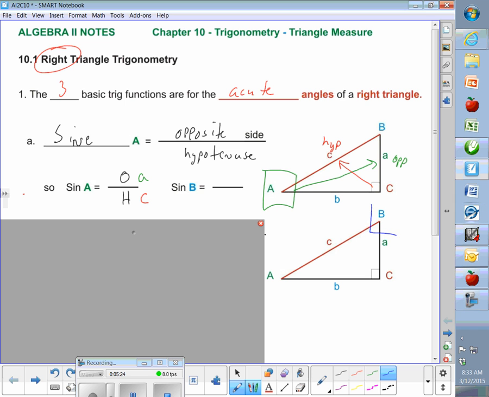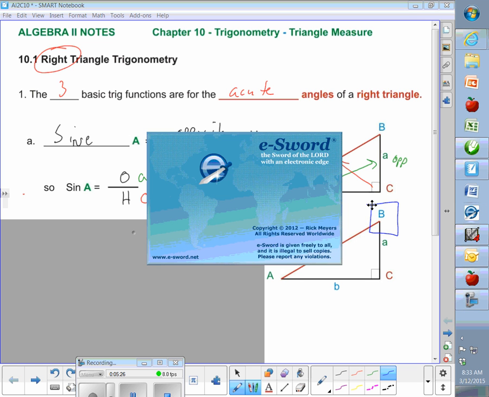But when you do the sine of angle B, okay, thanks, E-sword. I don't know why you're coming up, but you're coming up.